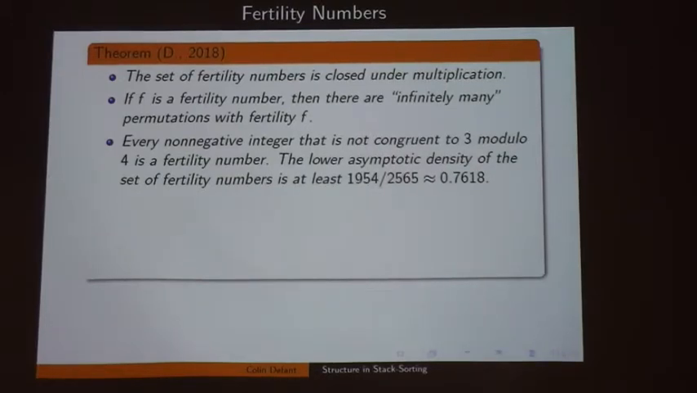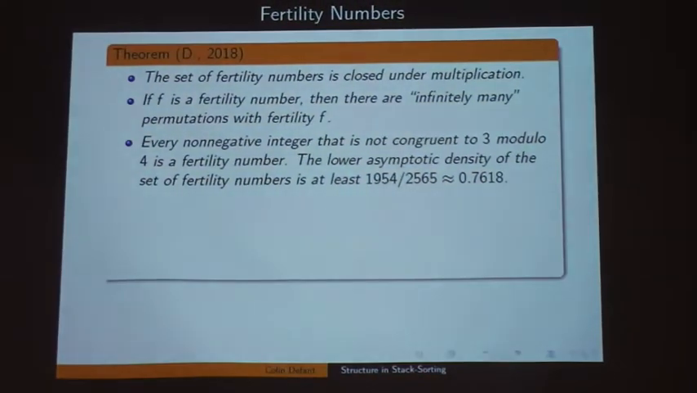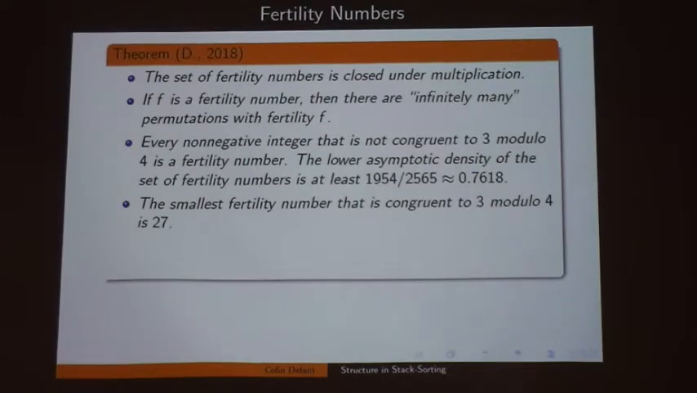but you can do a little bit better because we know that 27 is a fertility number. You can also check that 95 is another fertility number that's congruent to 3 mod 4. And we know that fertility numbers are closed under multiplication. So you can take 27 and 95 and multiply them by a bunch of other fertility numbers and get a bunch of new fertility numbers. And this allows you to show that this lower bound is at least roughly 0.7618. Okay, so you can bump it up a little bit higher than 3/4. As I said before, the smallest fertility number that's congruent to 3 mod 4 is 27.